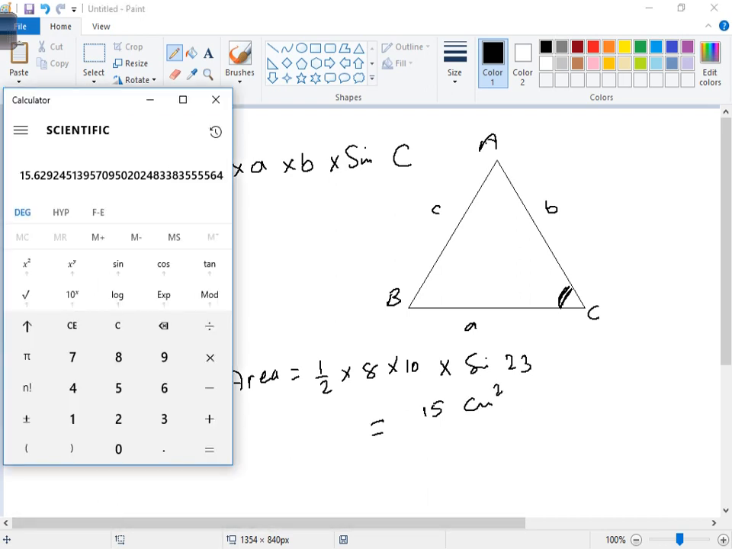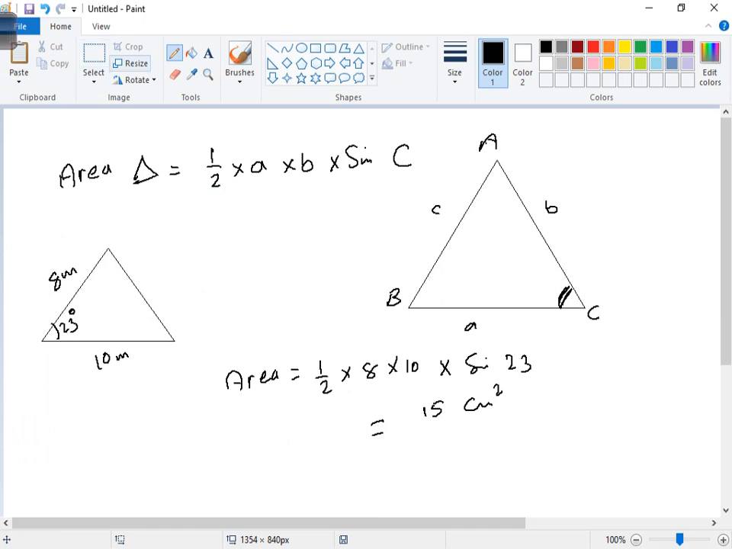The area equals 15.63 centimeters square.